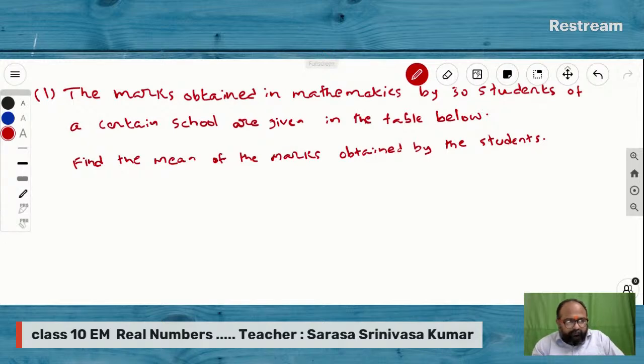Marks obtained, this is denoted by xi. Number of students.